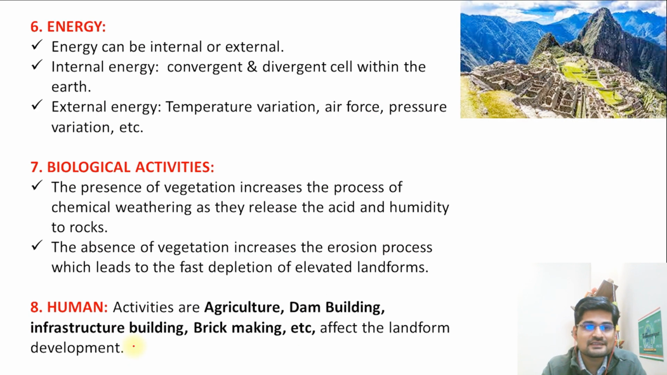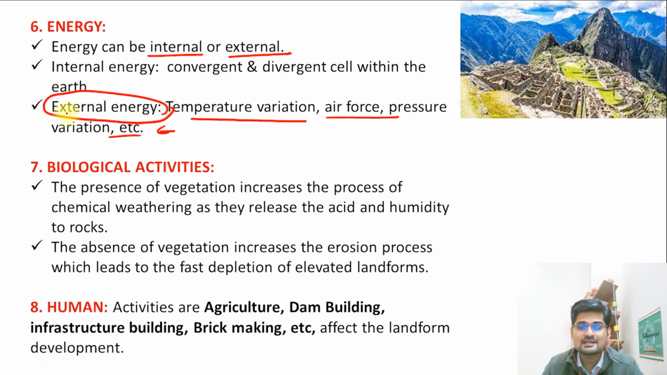Then comes the sixth factor, which is energy. It can be either internal energy, which is geothermal, or external energy, which is solar energy. Temperature variations, air and pressure variations are part of external energy, which is based on insolation received. Internal energy is the convective energy, the cycle that continues from the mantle to the crust, the convection cycle. We have already learned about this in isostasy as well. So energy is one factor that also determines the structure on the surface.